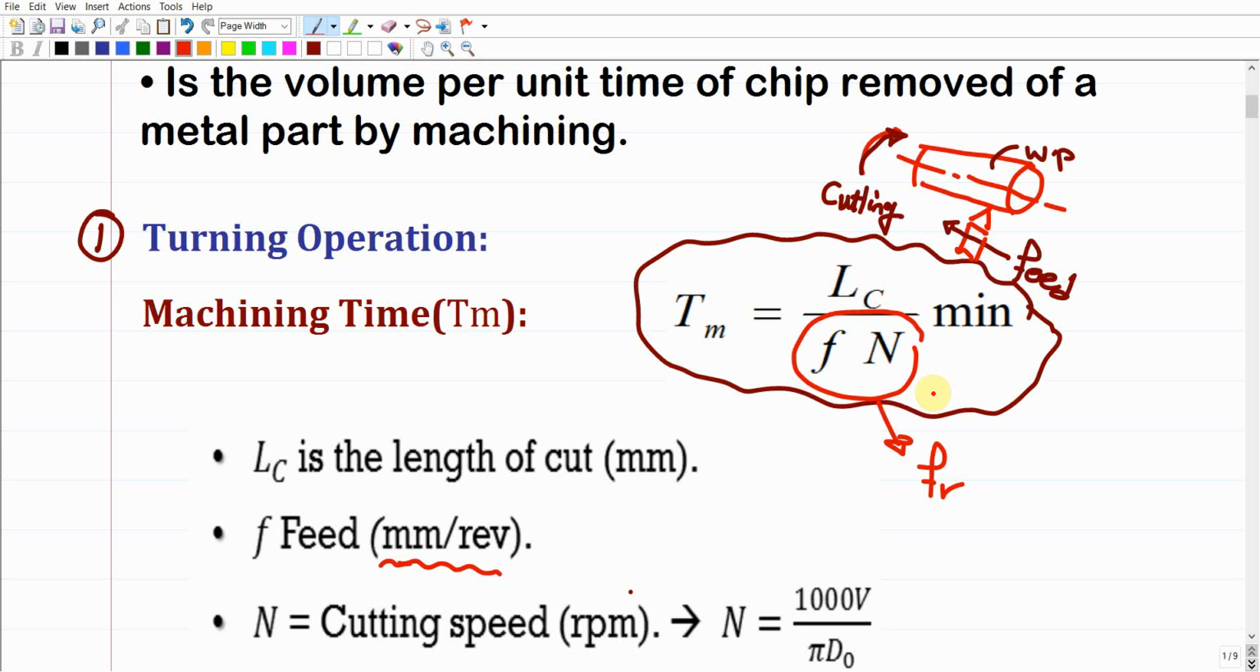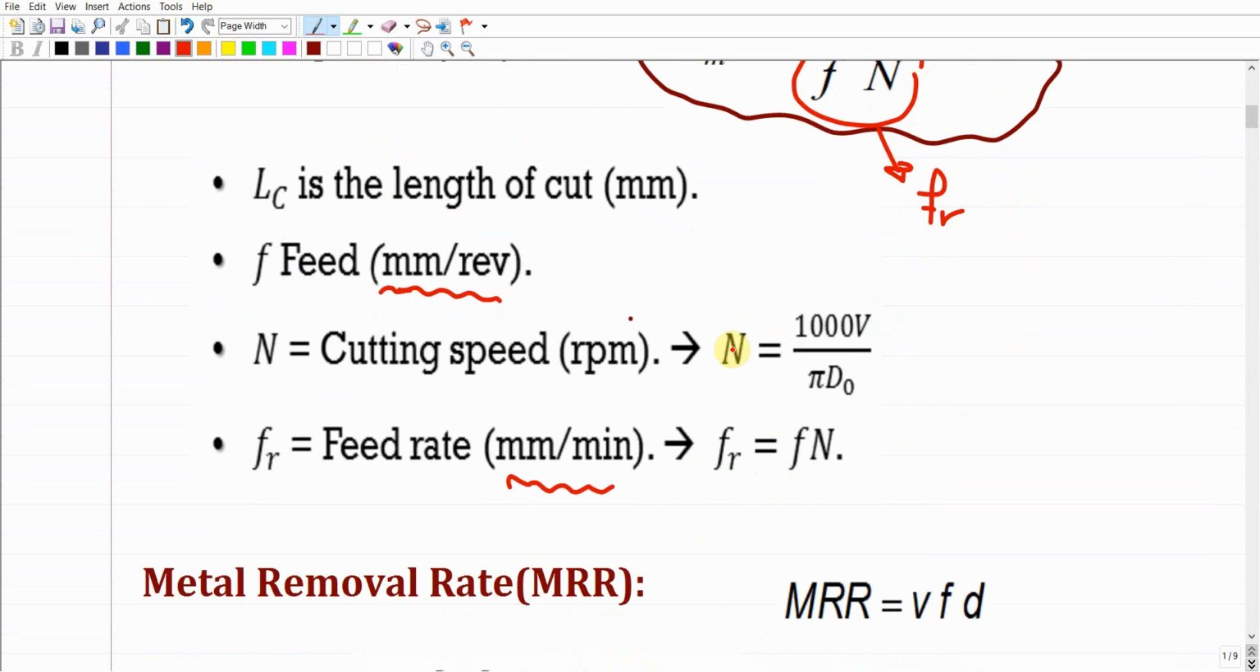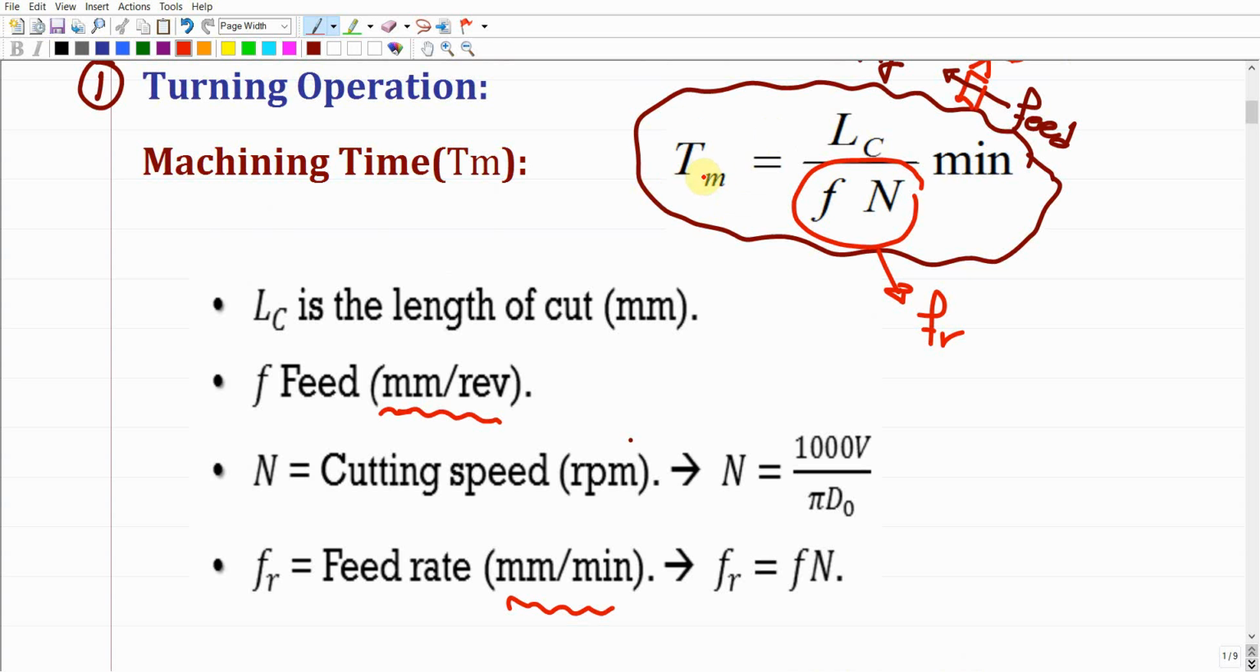So what does it mean? It means that if you count 1 minute over the clock, and count the number of turns of the rotation of the work part, this gives us N, the number of revolutions per minute. In case N was given, which is the rotational speed in terms of RPM, you multiply N times F, you end up with the feed rate, plug it here, and calculate the machining time. We didn't discuss what LC is yet, but I'm going to explain it to you.